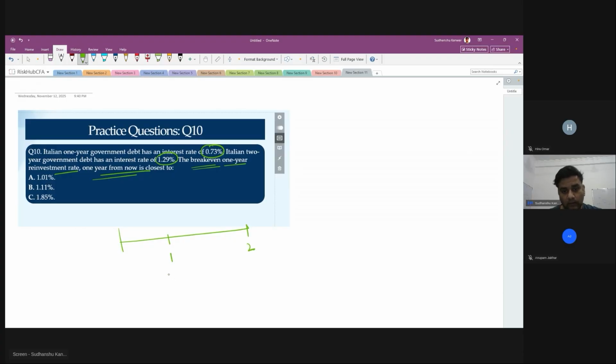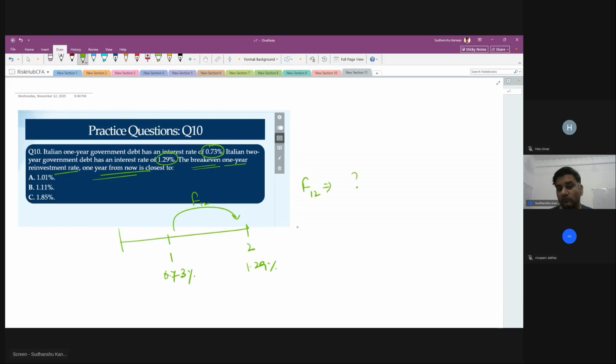1 year is 0.73%. This is the spot rate for 1 year. 2 year is 1.29%. The question is asking for the break-even 1-year investment rate, 1 year from now. So the question is asking this one, right? And how it is generally written is F12, the forward rate from 1 to 2 year. So F12, how do I find it?